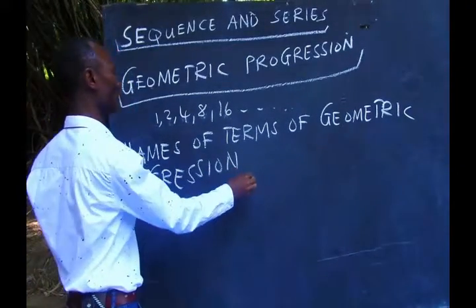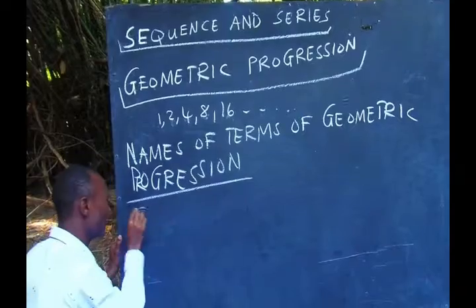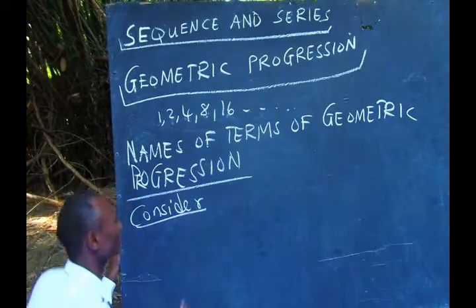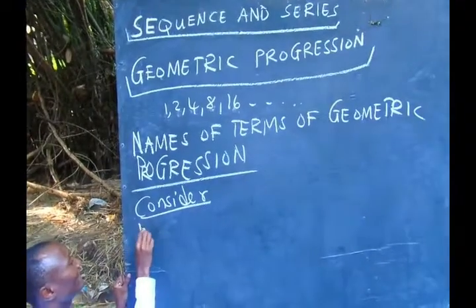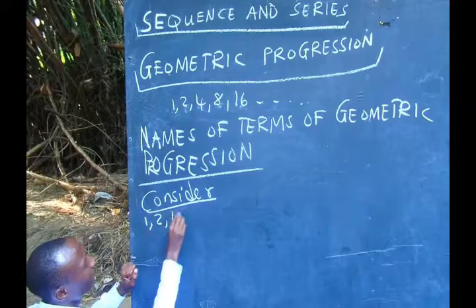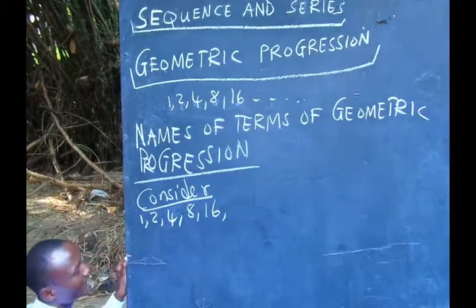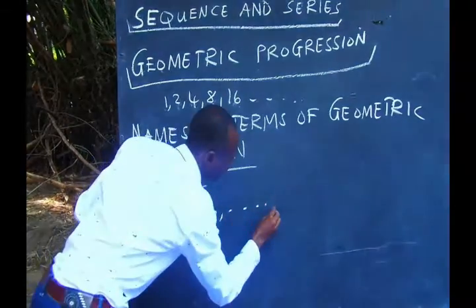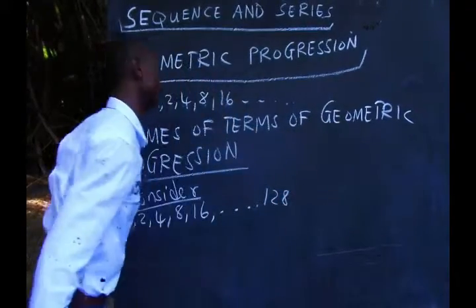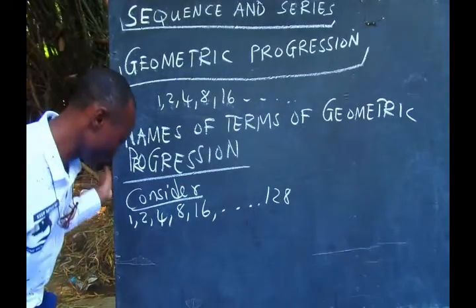Names of terms of geometric progression, my best friend. Consider 1, 2, 4, 8, 16, up to 128. These are terms of geometric progression, my best friend.